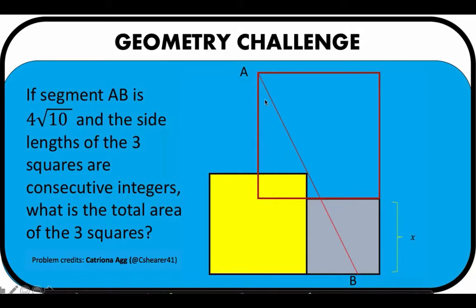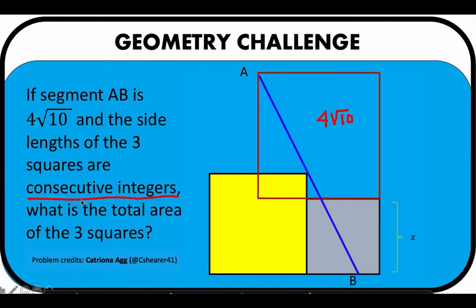It is given that the length of segment AB, this is segment AB, is 4 square root of 10. And we are given here 3 squares, and the side lengths of the 3 squares are consecutive integers. What do we mean by consecutive integers? Examples of consecutive integers are, let's say, 5, 6, and 7. The difference between two consecutive integers is always 1. 7 minus 6 is 1, 6 minus 5 is 1.